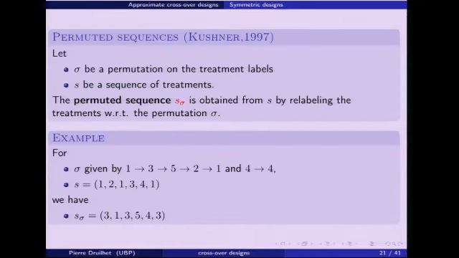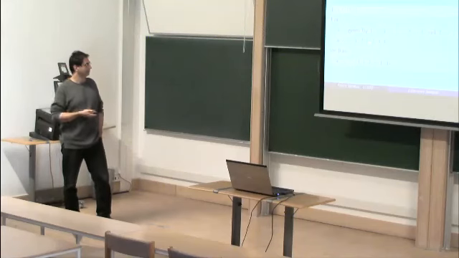So now I will speak about permuted sequences. If you have a permutation of treatment labels and you have a sequence of treatments, then the permuted sequence S sigma is obtained from S by relabeling the treatments according to the permutation sigma. For example, if you have the permutation sigma with two cycles, 1 gives 3, 3 gives 5, 5 gives 2, 2 gives 1, and 4 gives 4, then from the sequence here you obtain the permuted sequence here with 1 gives 3, 2 gives 1, 1 gives 3, etc.